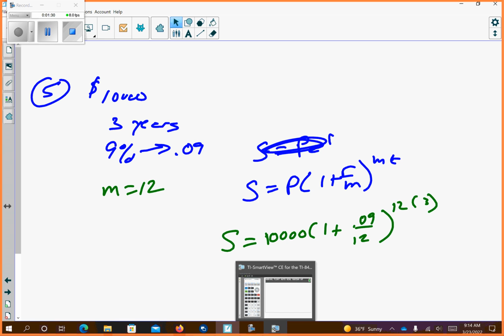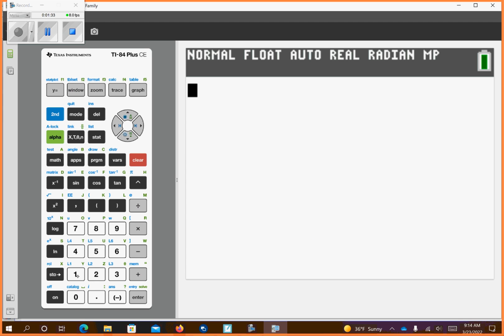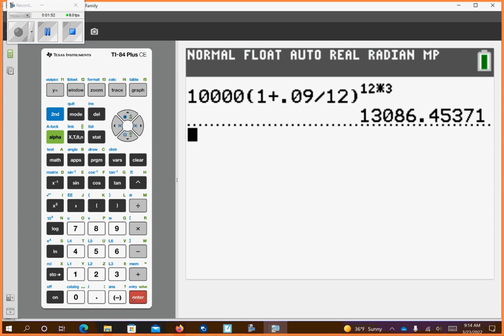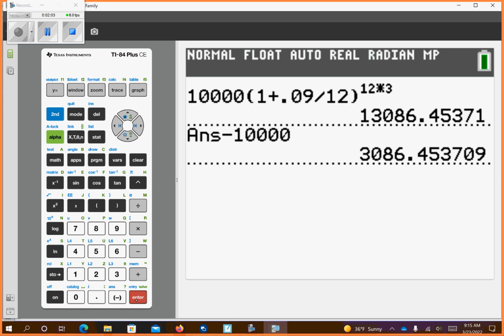and Desmos will actually do the math for you if you didn't have this calculator, so that's fine. So I got 10,000, 1 plus 0.09 divided by 12 raised to the 12 times 3. So the $10,000 investment is, so the interest you would have earned on that is basically you subtract your original 10,000. So you earn $3,086.45. Good investment or not?